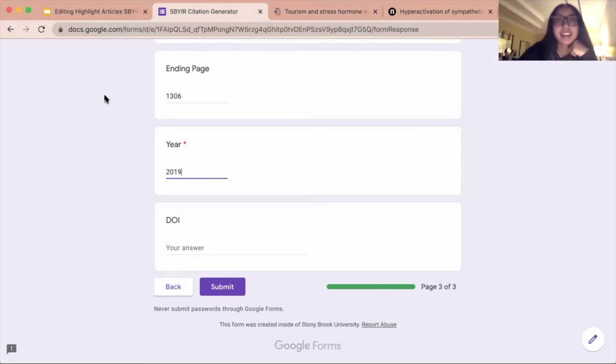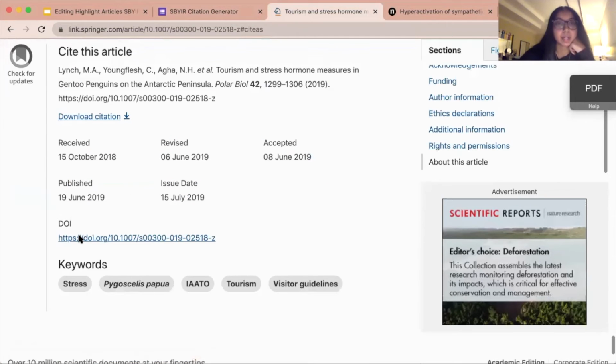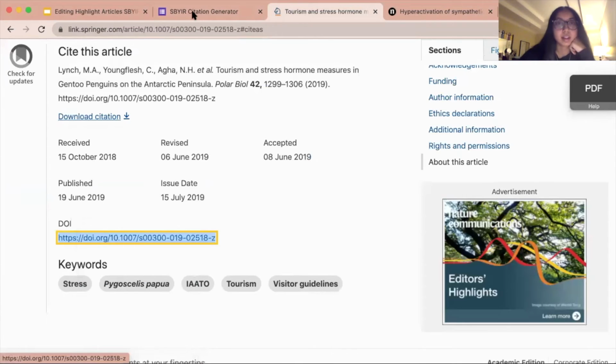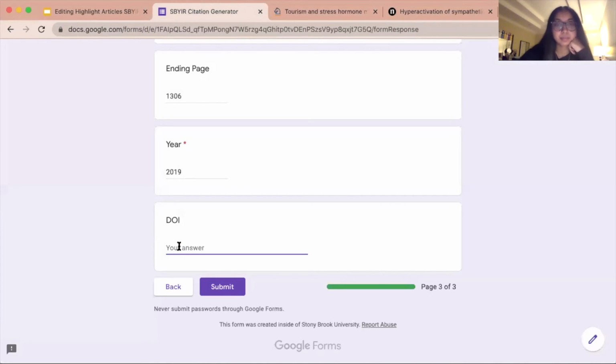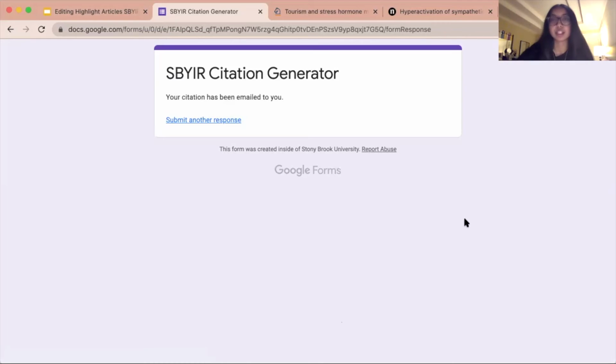Okay, sorry. So to find the DOI of this article, I usually click Cite this article, and then it brings up the DOI right here. So I just copy and paste this DOI and put it in over here. And then you just click Submit. Okay, so it says your citation has been emailed to you. So I'm just gonna wait to receive the email, and then I'm gonna put it in the chat. So if anyone else has gotten it, feel free to put it in the chat, or if you were just following along, that's totally fine as well.